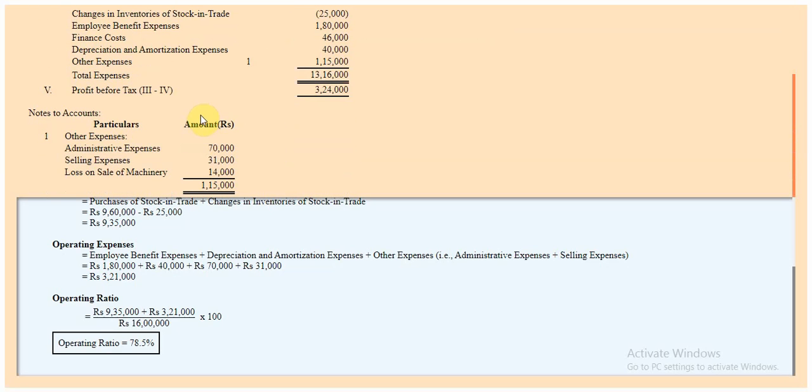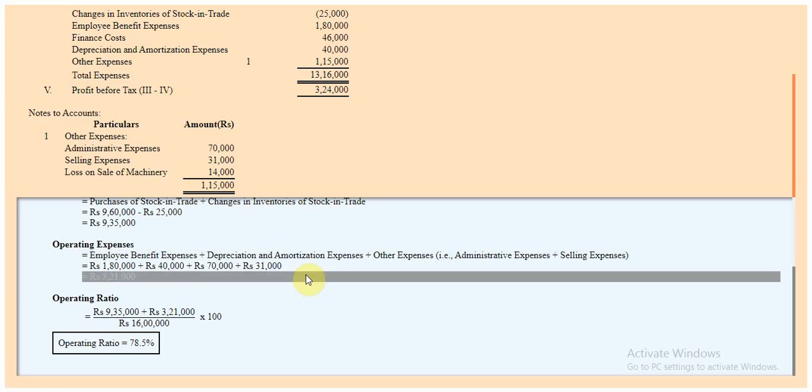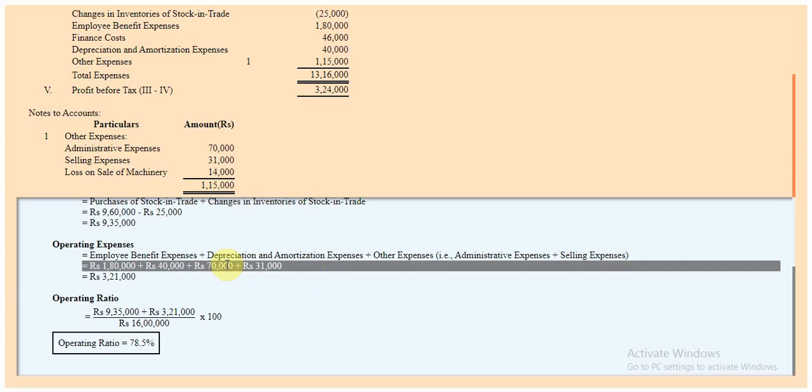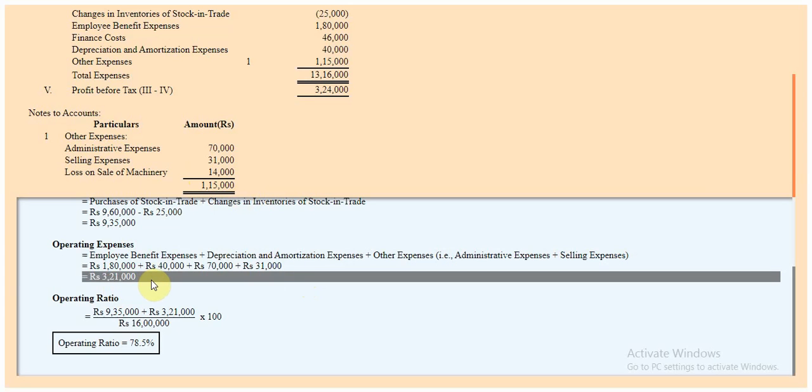Next, under other expenses, we have administrative expenses. So yes, administrative expenses have to be added because it is relating to operations. And then selling expenses is also added because that is also related to operations. So under other expenses, only these two will be added. Loss on sale of machinery is not on account of operations. Friends, please note this point also. Loss on sale of machinery or profit on sale of machinery will not be added to operating expenses. So we are just adding the other expenses, and we have received the total of operating expenses, which is 3,21,000.